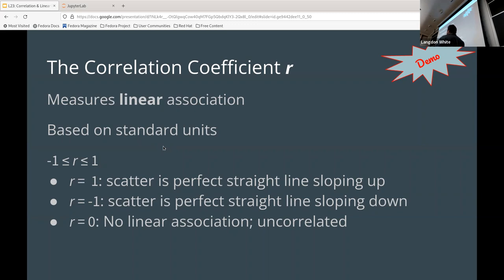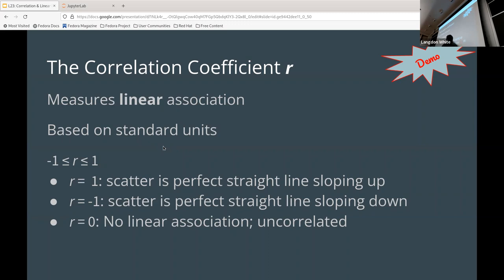It's based on standard units, but it only works on linear associations. So if you tried to get an R for the miles per gallon and MSRP, what it's probably going to be is actually near zero.